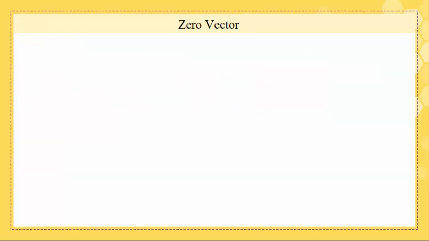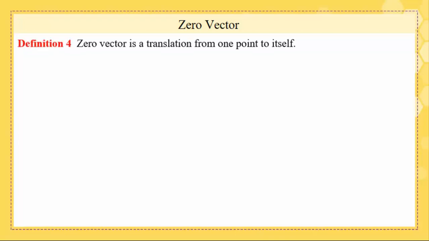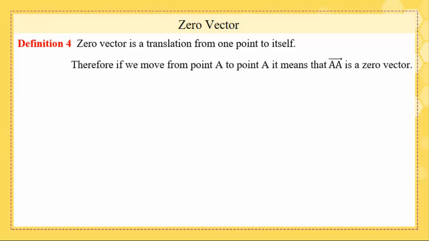Zero vector. A vector is said to be a zero vector if it is a translation from the point to itself. Therefore, if we move from point A to point A, this means that we have AA vector. This is called a zero vector. Notation: zero vector is denoted by a zero and a small arrow above it.